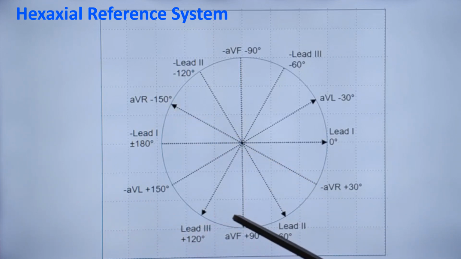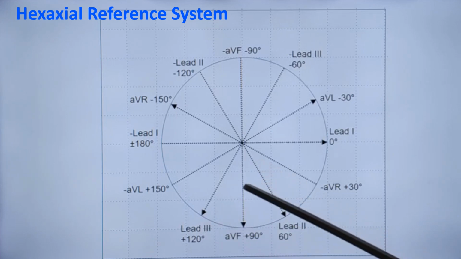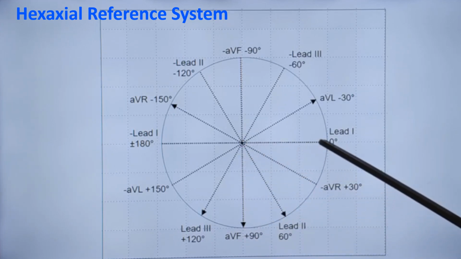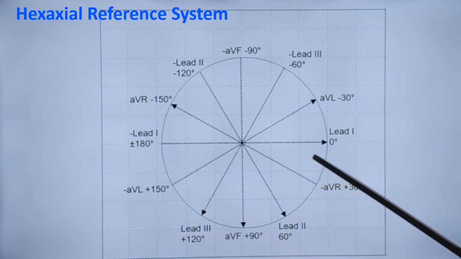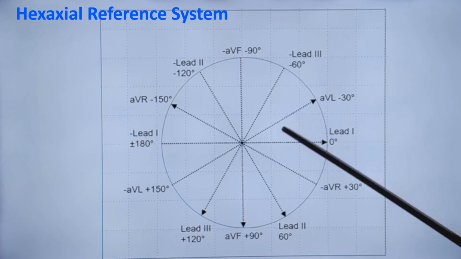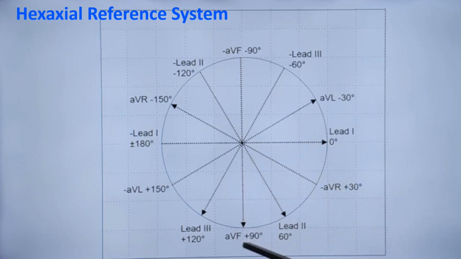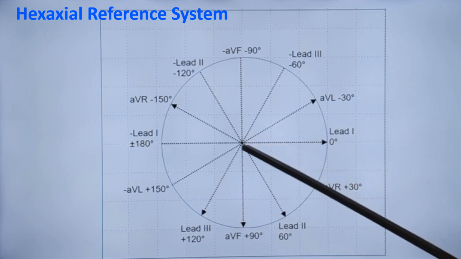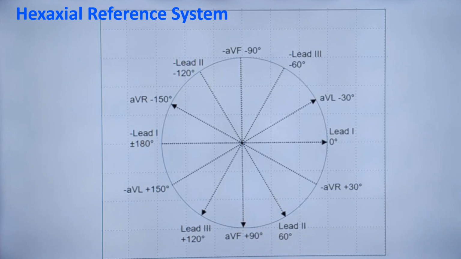So in this hexaxial reference system, we look at which lead is having maximum QRS deflection. Suppose the maximum QRS deflection is seen in AVF. When we look at the lead perpendicular to that, in lead 1, you will have minimum QRS deflection, which may sometimes be equiphasic. In that case, you know that the axis is along 90 degrees. Minimum QRS deflection along lead 1 and maximum along AVF, then it is plus 90 degrees.